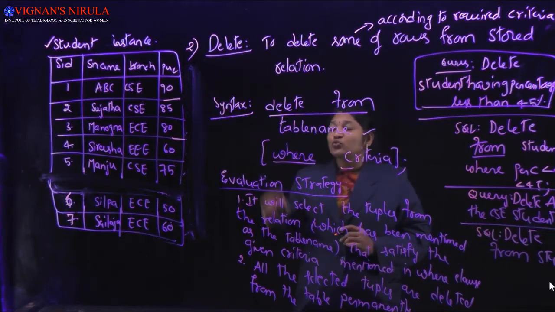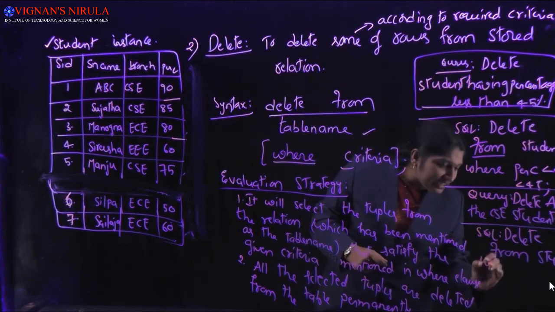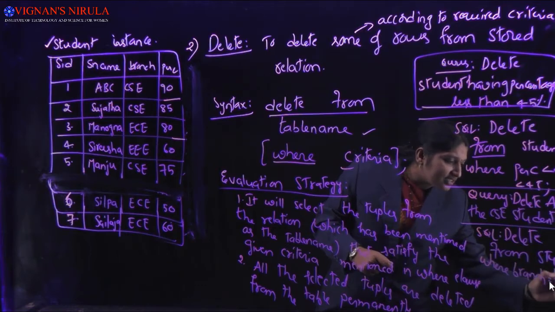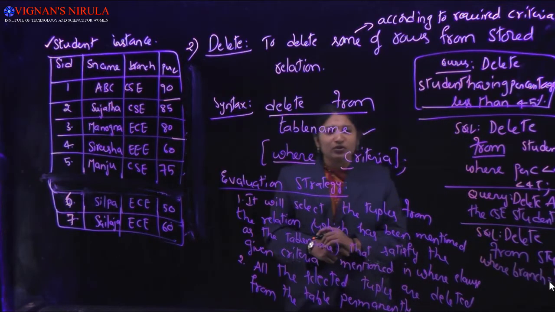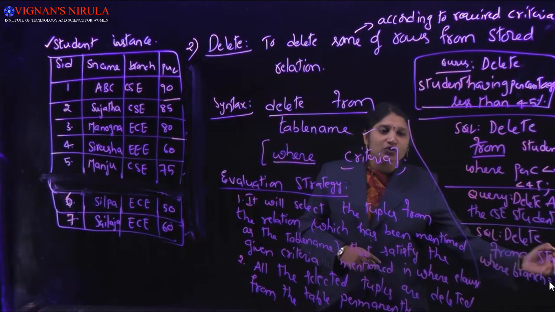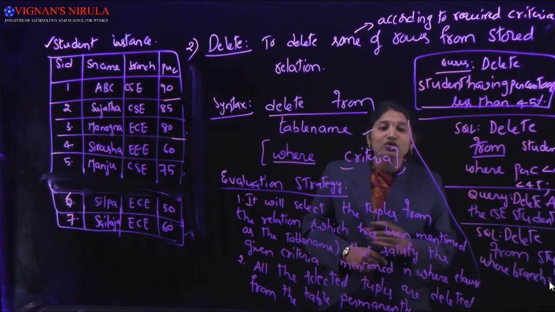What is the qualifying criteria? CSE is related to which attribute? Branch attribute. So you can mention the criteria as where branch is equal to CSE. Because it is a string attribute, you must enclose it within single quotes. So what is the query you have written? Delete from student where branch is equal to CSE.